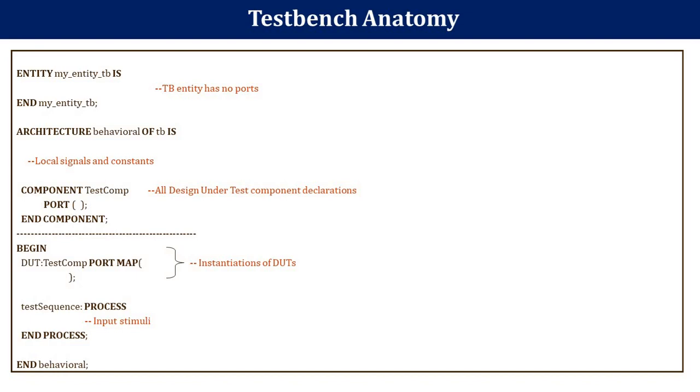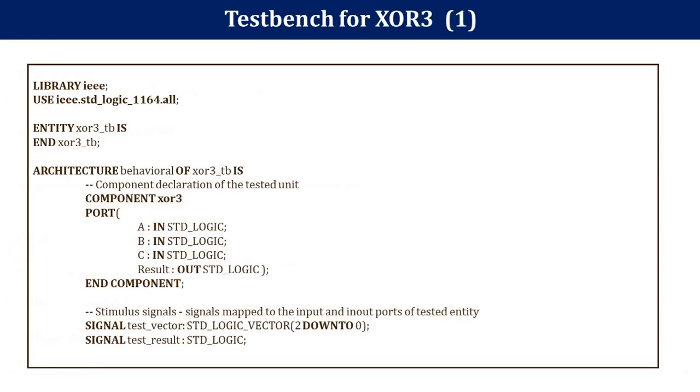In this way you can write a test bench. The test bench has an entity but it has no port. In the architecture you have to declare your main code as a component, and after that you have to instantiate your component, and inside the process you have to apply the stimuli along with their initial values. This is the way to write the test bench.